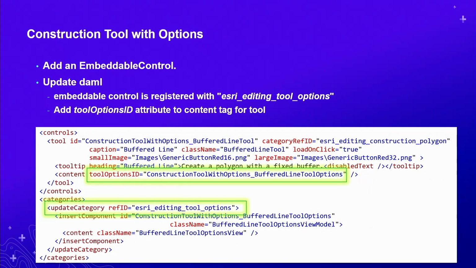So add an embeddable control, again from the Visual Studio templates, ArcGIS. In the config file, you then want to update the DAML. Make sure the update category ref ID is set to Esri editing tools options for the embeddable control. And then for the tool itself that you've created, you want to set the tool options ID attribute to the control that you just added.